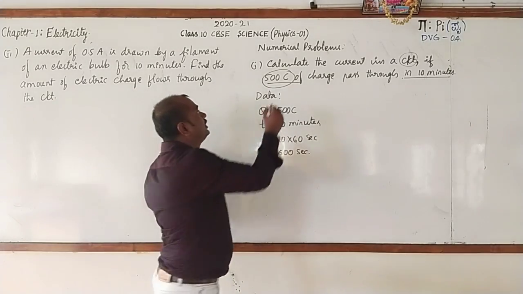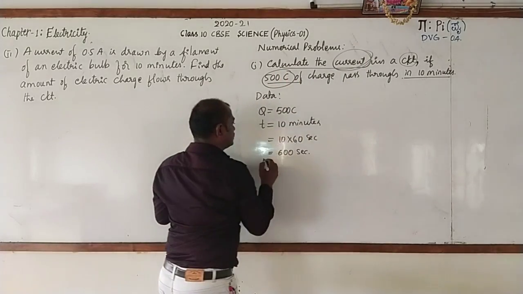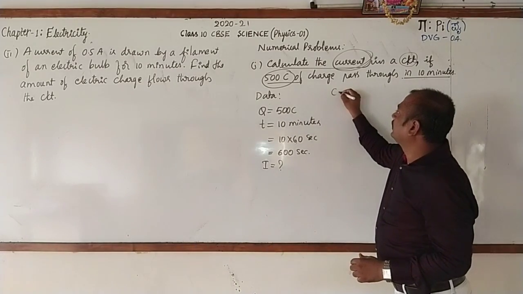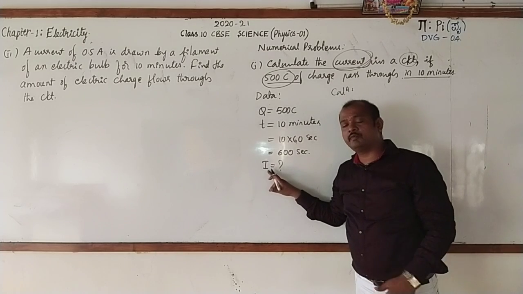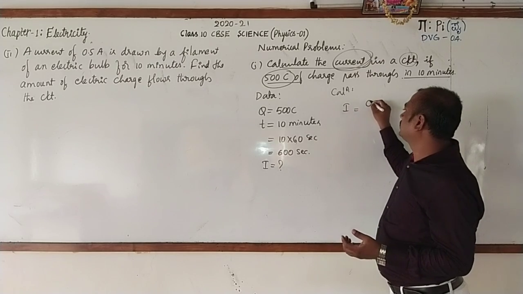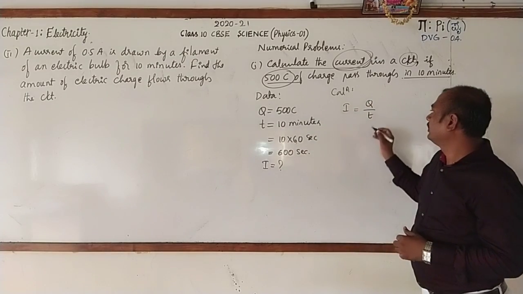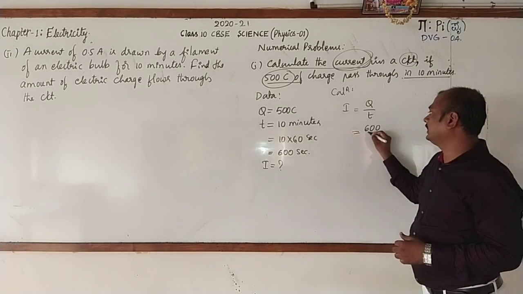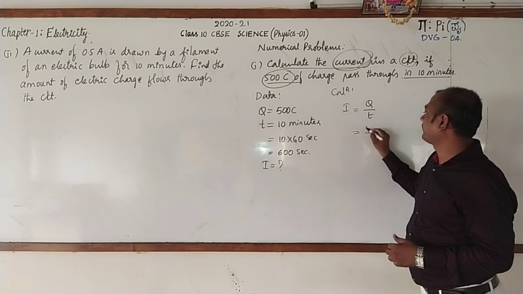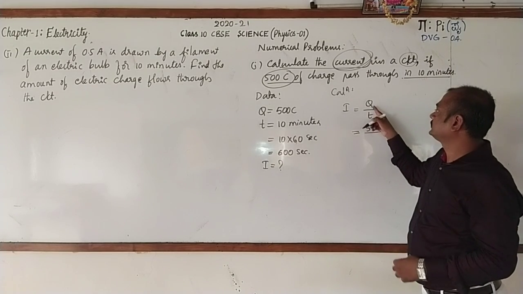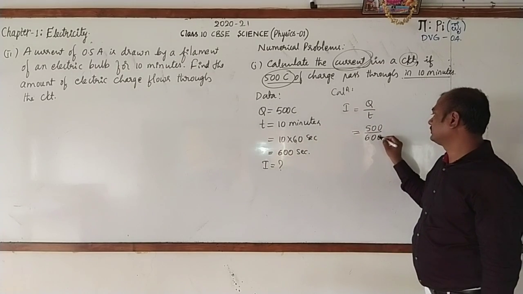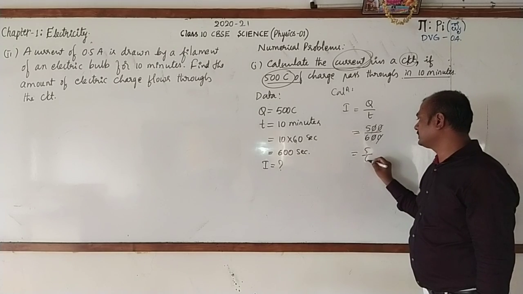What are you going to find out? Calculate the current. So here I'll write, symbol of current is I, question mark. Now, we have a symbol, we have a formula to find out the current. What is the current formula? I is equal to Q by T. See, both the terms are there. What is Q? Q is 500 coulomb and time is 600 seconds. Cancel them, you will get 5 by 6.